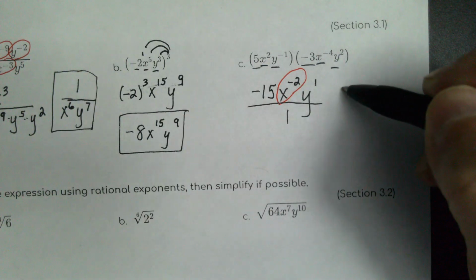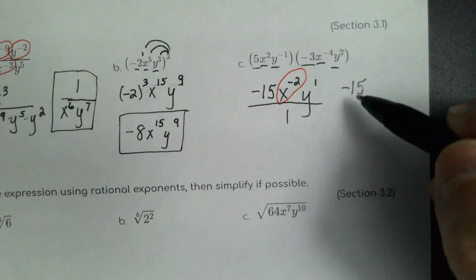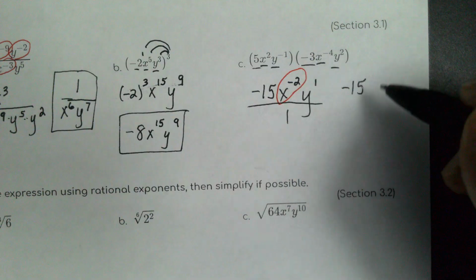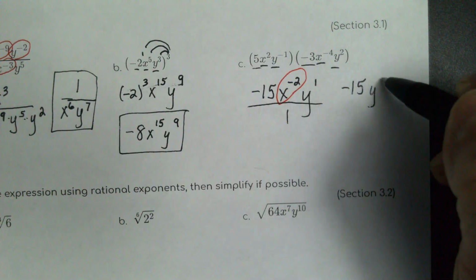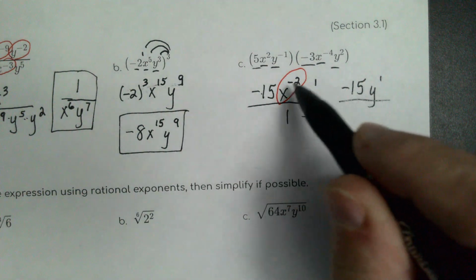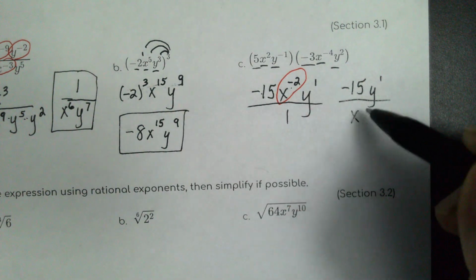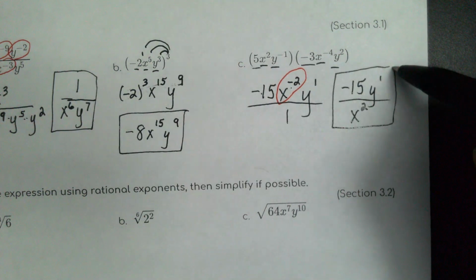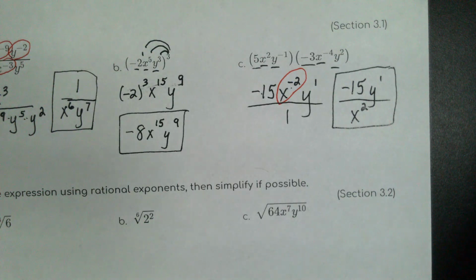So the -15 stays. We don't move that because it's a negative number. Only negative exponents. So -15 and the y, you can put a 1 there. You don't have to. They stay up top. But that guy has to go down, and it becomes positive. And then that is the final answer for C.